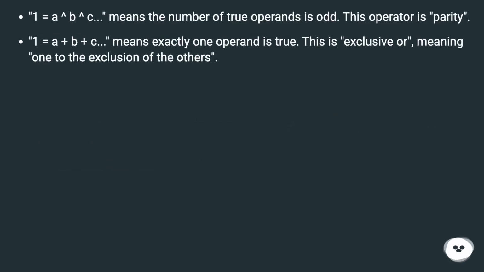1 = a ^ b ^ c means the number of true operands is odd. This operator is parity. 1 = a + b + c means exactly one operand is true. This is exclusive OR, meaning one to the exclusion of the others.